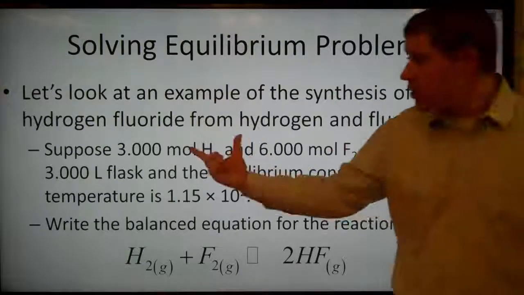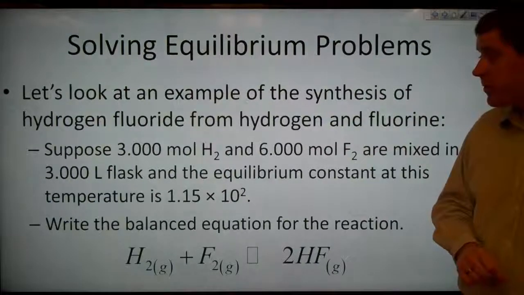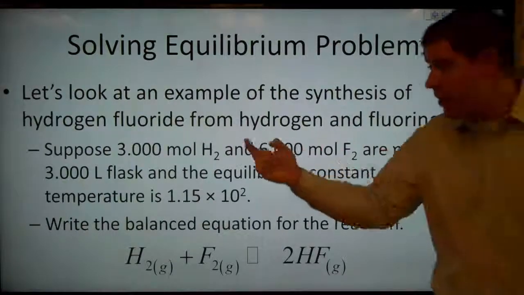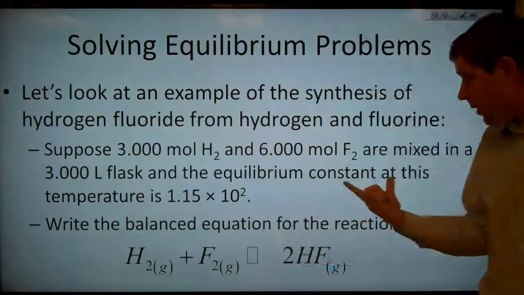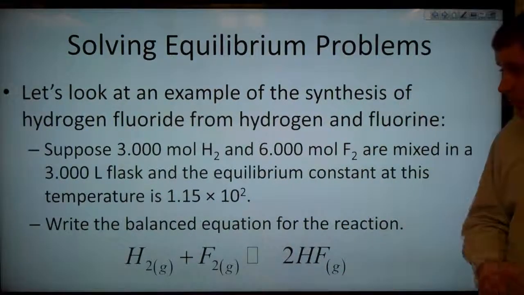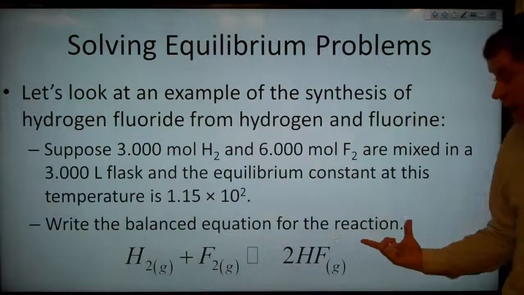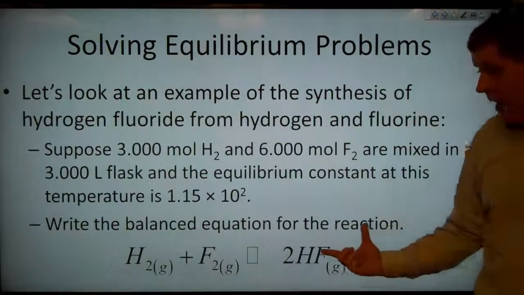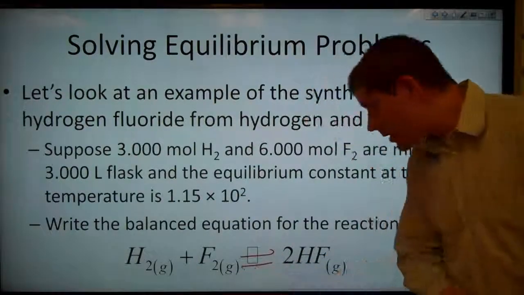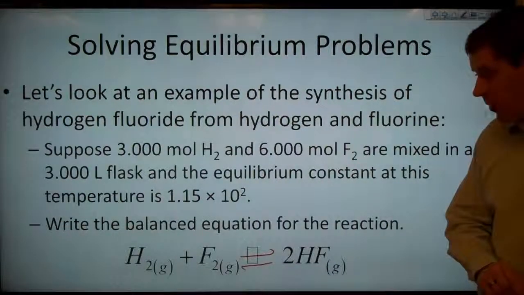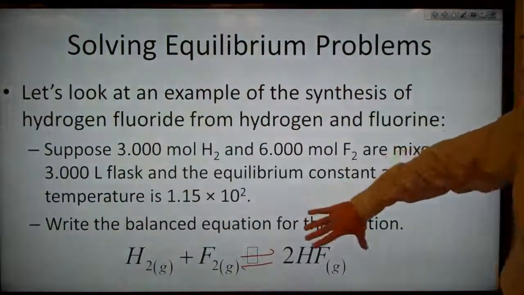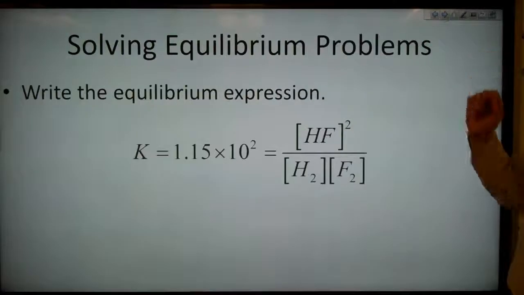gases. So suppose 3.000 moles of hydrogen and 6.000 moles of fluorine are mixed in a 3.000 liter flask, and the equilibrium constant at this temperature is 1.15 times 10 to the 2. The first step was to write the balanced equation for the reaction, and that means that we have an equation that looks something like this. Note that this box should be a double-headed arrow, the equilibrium arrow. So we have the hydrogen reacting with the fluorine to give us HF, hydrogen fluoride.